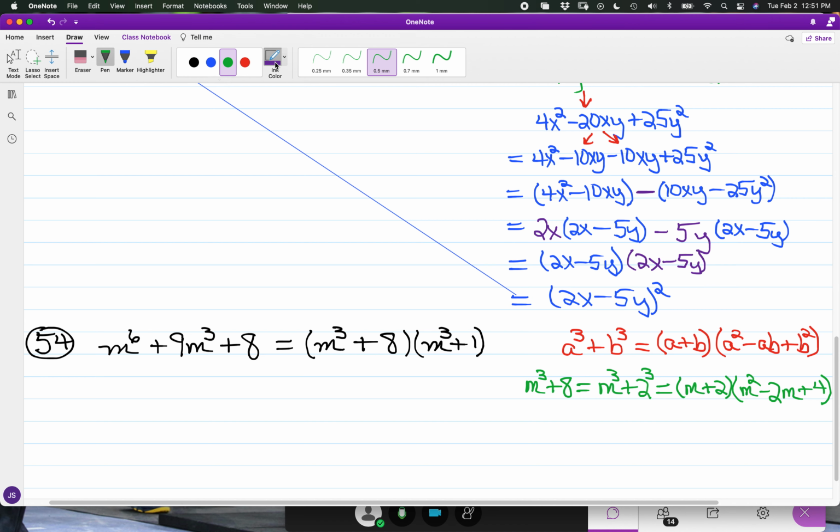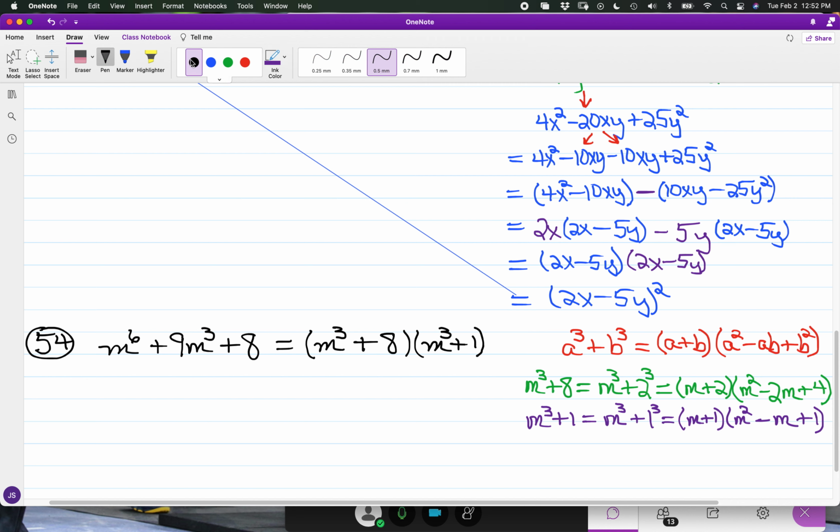As for what we have for m to the third plus 1, m to the third is the cube of m, and 1, of course, will be the cube of 1. Your a plus b again translates out to m plus 1, and then a squared is m to the second, minus ab will be the subtraction of m times 1, so we have negative m. And we have plus b squared, so plus 1 squared, which is going to be 1.